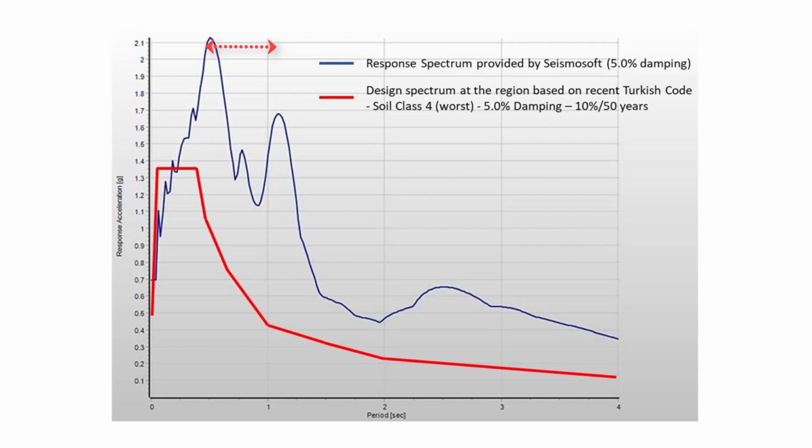So if you see the spectral acceleration graph, the peak spectral accelerations are in this period range, which significantly exceeds the design spectrum.